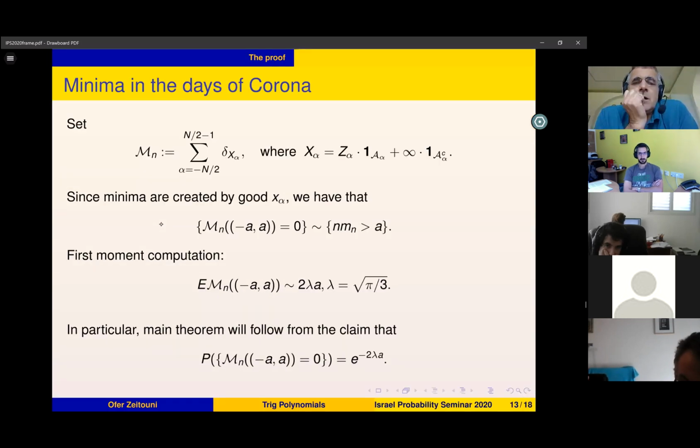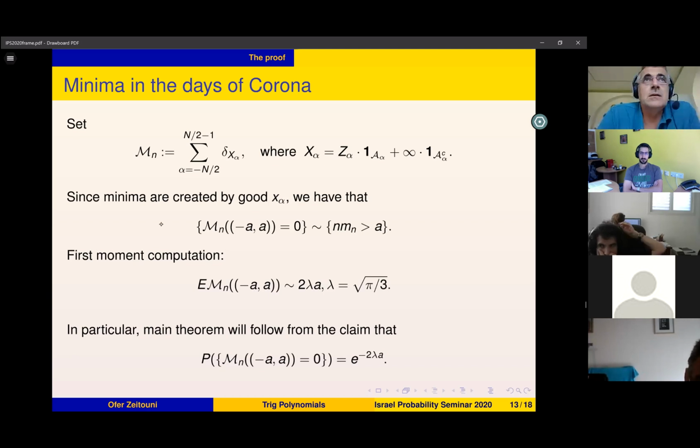So the main theorem will therefore follow if we show that the probability that we are 0 is just e to the minus 2 lambda A, which means that we are trying to show that Mn as a point process on R is just a Poisson point process. Okay? Now, I would like to emphasize one thing.